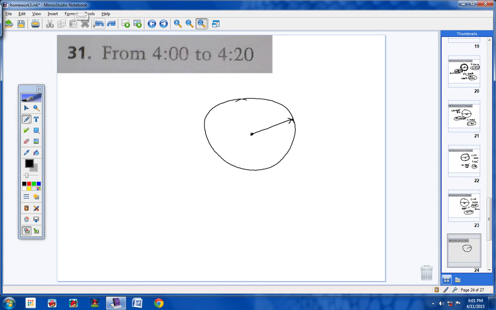So let's take a look at the first problem here. I don't care about the hour hand. They're only talking about the minute hand. So the minute hand started at 4 o'clock. Now at 4 o'clock, that means the minute hand will be pointing to the 12. At 4:20, the minute hand will be pointing to 1, 2, 3, the 4 right here. Okay, so now the minute hand moved from this dot here, and it traveled down to this dot here, and they want to know what distance it traveled.